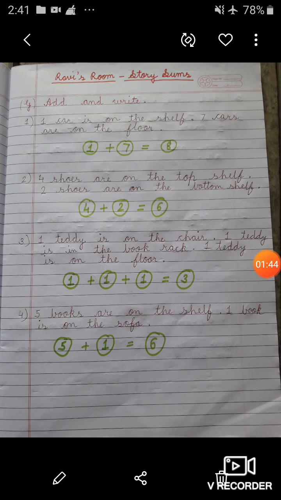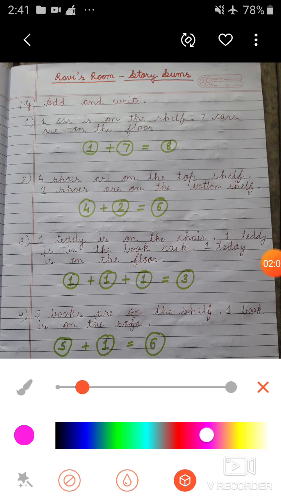So students, first of all take out your notebook and then you have to mention the date and the name of the chapter, addition up to 10, then the heading adding three numbers, then you have to mention this heading, that is Ravi's room, stories, sums. After this you have to mention question number G, add and write. Now let's discuss the questions.